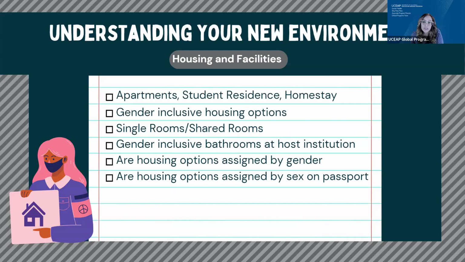Are there single rooms? Are there shared rooms? Would you feel comfortable sharing a room with someone? Are there gender inclusive bathrooms at the host institution? And are the housing options assigned by gender or sex on the passport? So as an example, at the American University in Cairo in Egypt, they would require you to live in the student residences based on the sex on your passport. So these are just things you want to think about as you're researching the housing options for your programs.